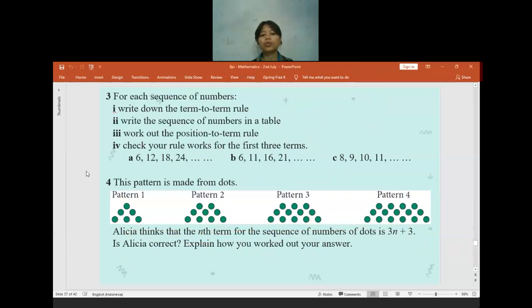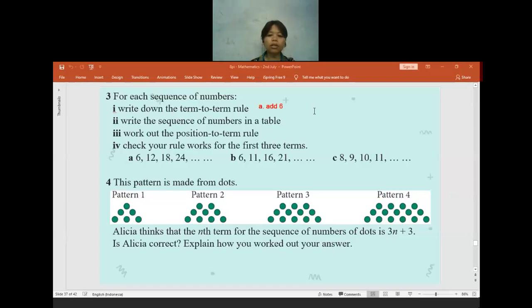Write down the term-to-term rule, complete the sequence in the table, and then work out the position-to-term rule. Maybe the easier one, we can find the term-to-term rule first. What is the term-to-term rule in question A? Okay, for question A, the term-to-term rule is add 6. Is there anyone who is confused about add 6?